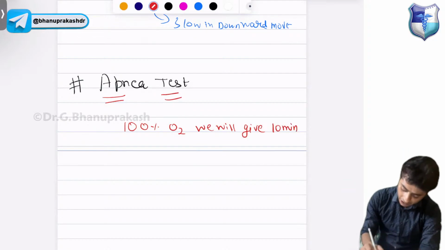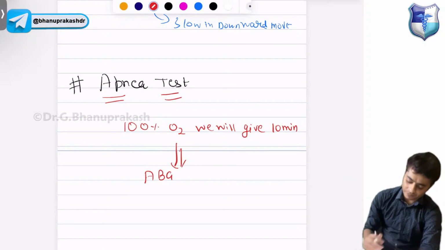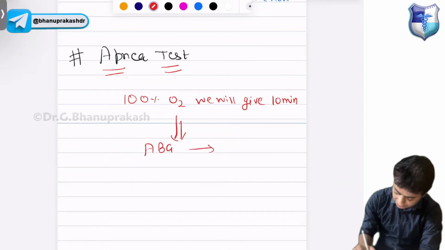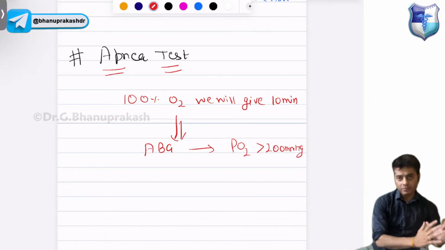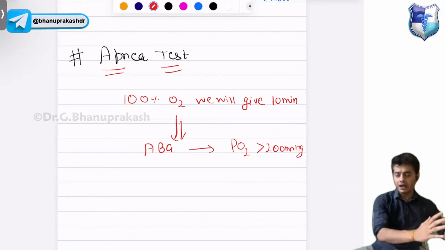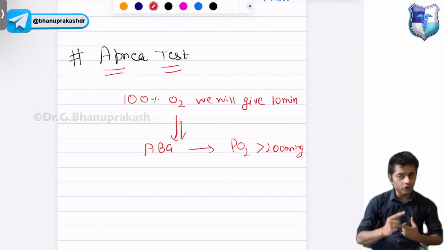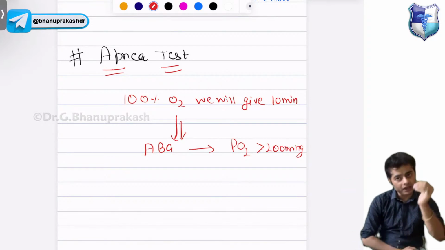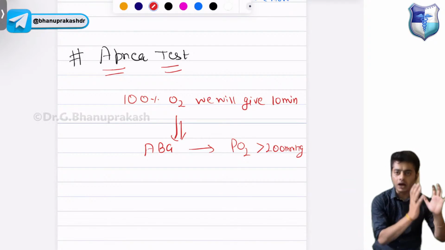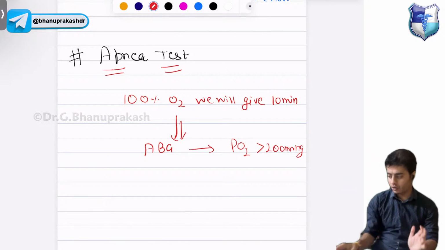Okay. After that, we will perform an ABG, and on the ABG we will see that PO2 should be above 200 mm Hg. So we are performing an apnea test because we all know that in coma, the brain stem is damaged, your respiratory center is damaged. So we are doing the apnea test. For the apnea test, what we will do? First, we will give the patient 100% oxygen for 10 minutes, such that when we perform ABG after 10 minutes, his or her PO2 should be above 200 mm Hg. Okay sir, this is done.